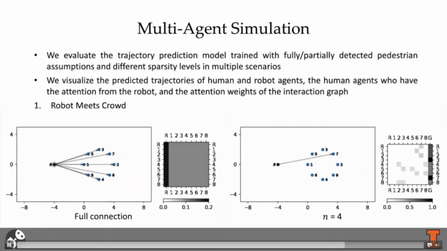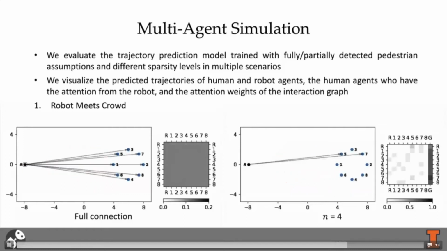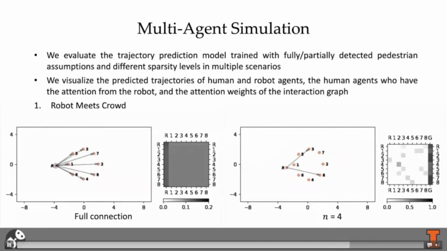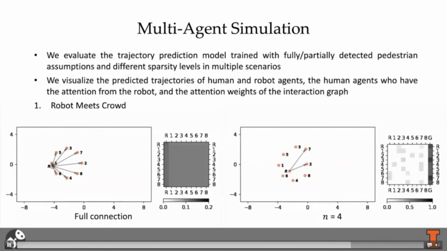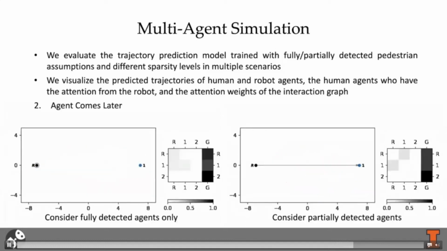We can see in the sparse setting, the robot can navigate through the crowd, while in the full connection setting, the robot is affected by all neighbors and makes an unnatural U-turn. In this scenario, we can see that by considering partially detected agents, both the robot and the right pedestrian avoid running into the other pedestrian who appears later in the scene.